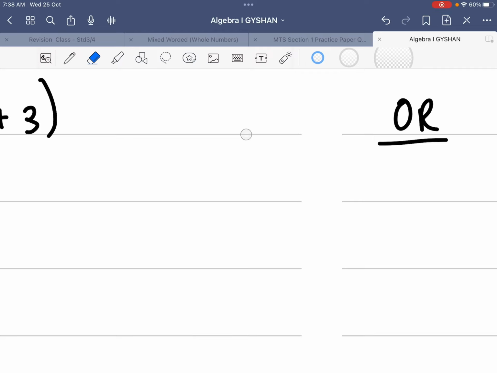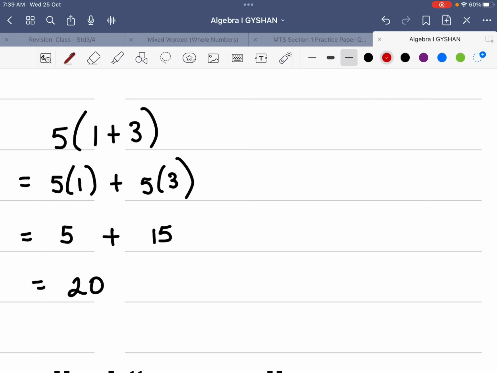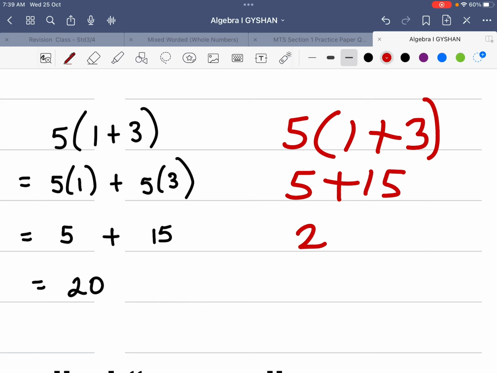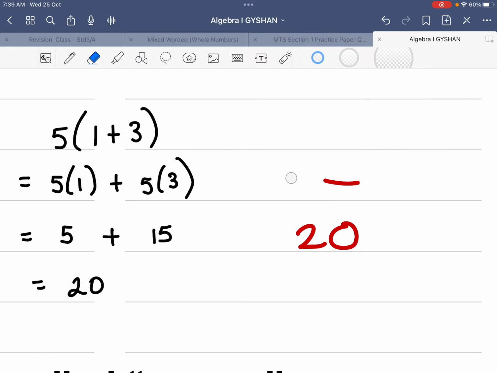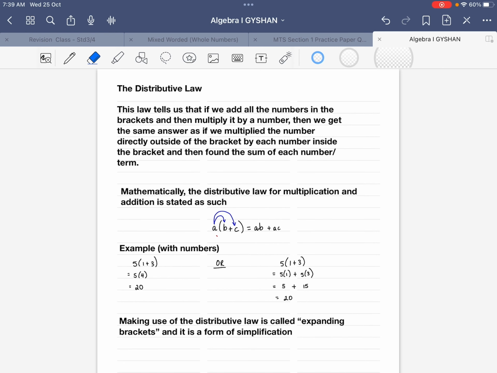Or we can multiply 5 by each term in the bracket. So we can say 5 times 1 is 5 plus 5 times 3 is 15. And we will also get 20. So you can pause the video now, take down this definition and example. Let's continue.